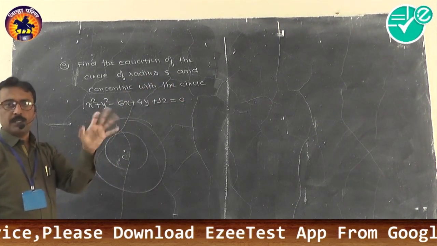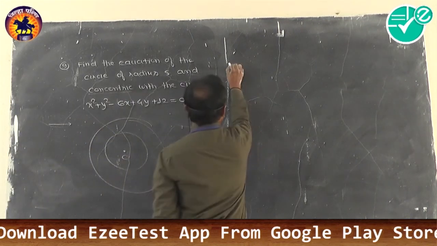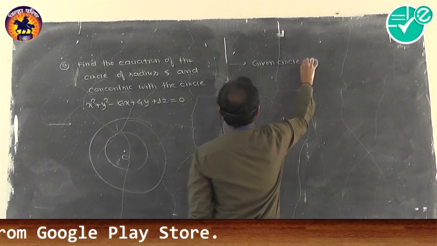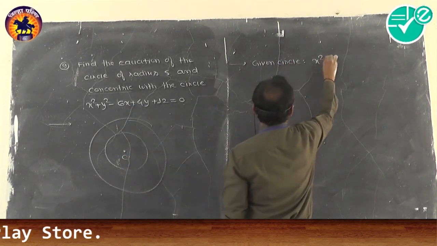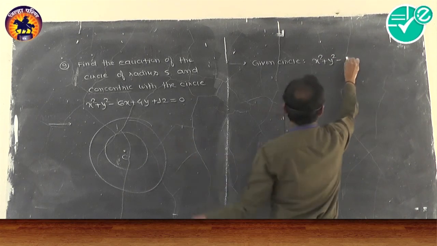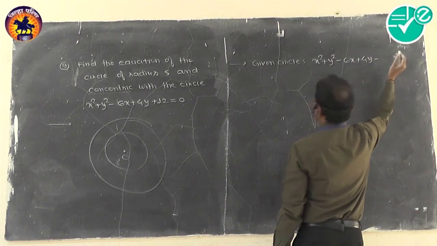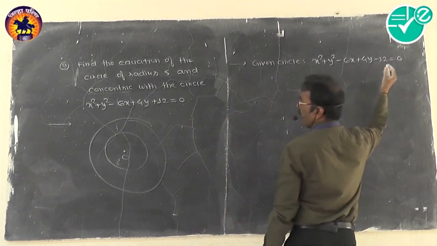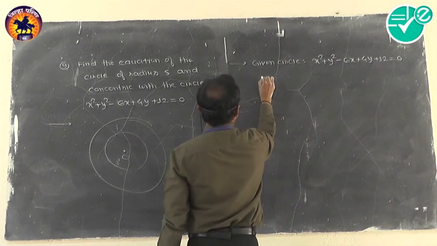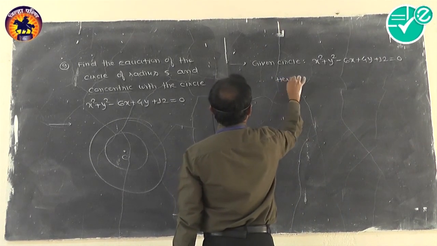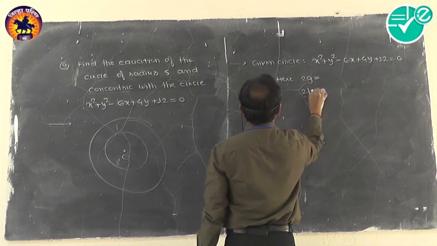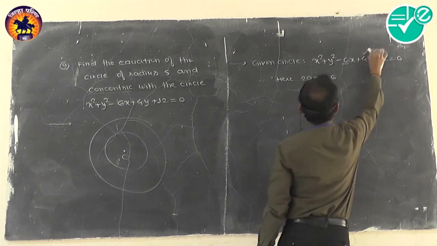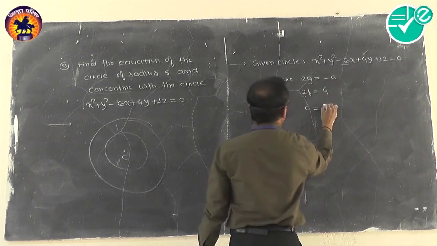Center is known, radius is known. Which form do we have to use? Center radius form. Firstly, what is the given circle? x square plus y square plus 6x... it is a plus 12 given. So if we compare, what is 2g, what is 2f, and what is c? 2g means this minus 6, this is 2f, it is 4, and that last one is c.